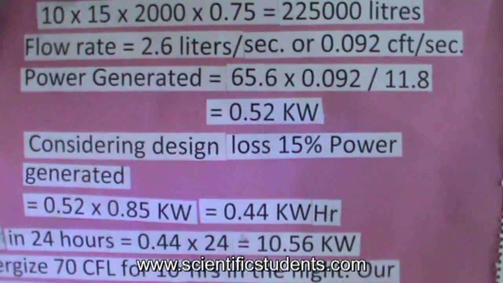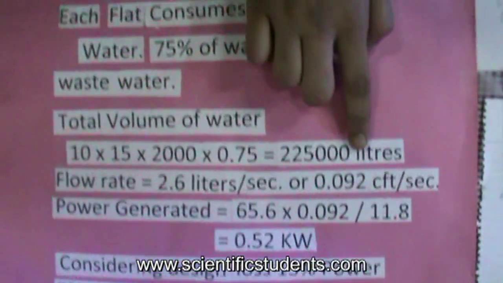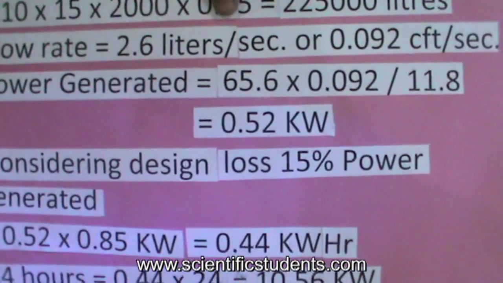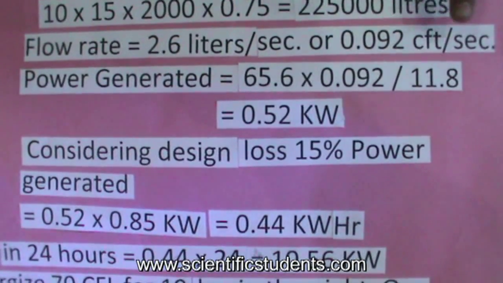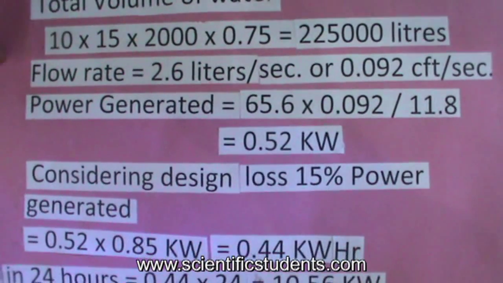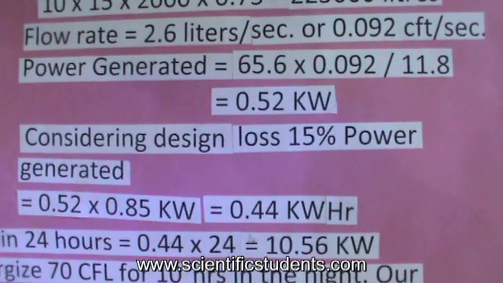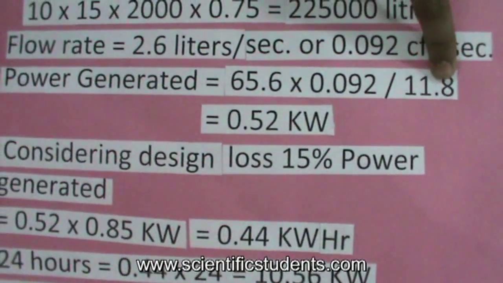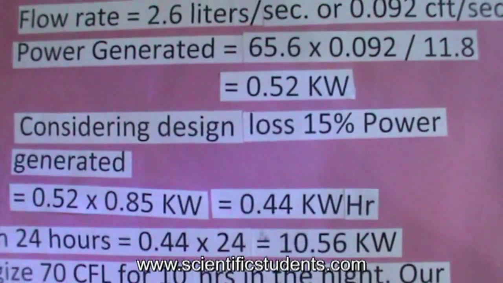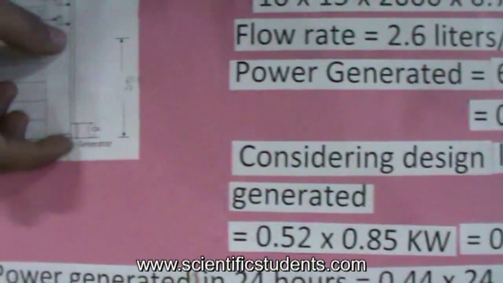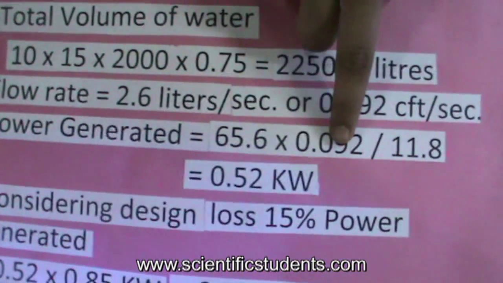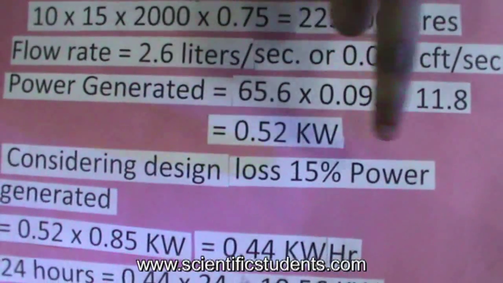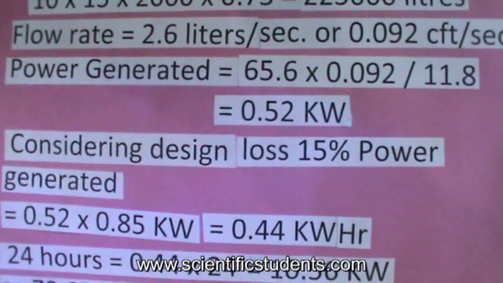Now we are calculating the flow rate from here. This value divided by 24 hours into 60 minutes into 60 seconds, we get 2.6 liters per second or 0.092 cubic feet per second. Now we are calculating the power generated using this formula, that is 65.6 into 0.092 by 11.8. 65.6 feet is the head. We are using this as head, and this is the amount of power generated per second of water, and we are getting 0.52 kilowatts of energy.